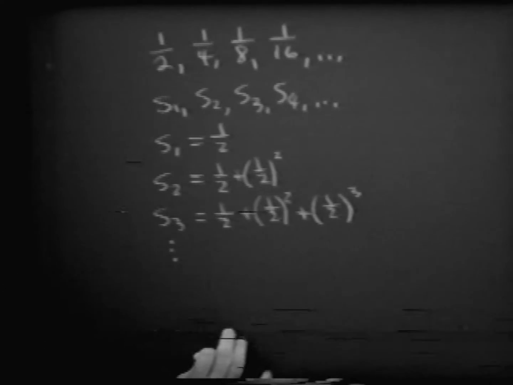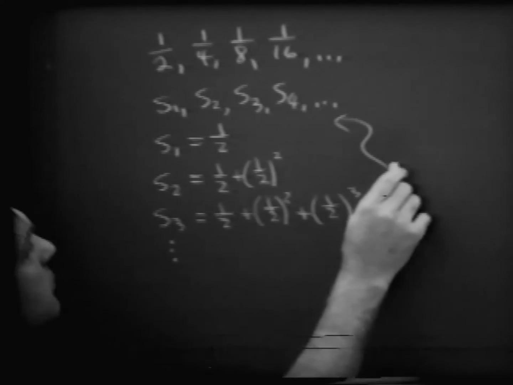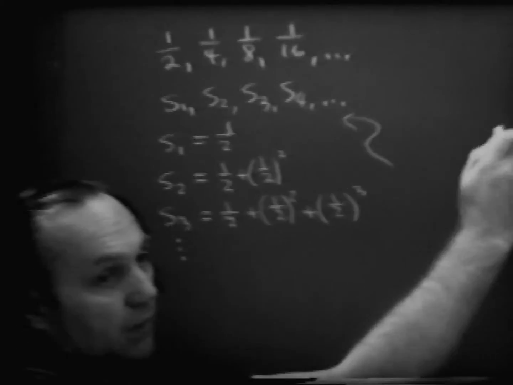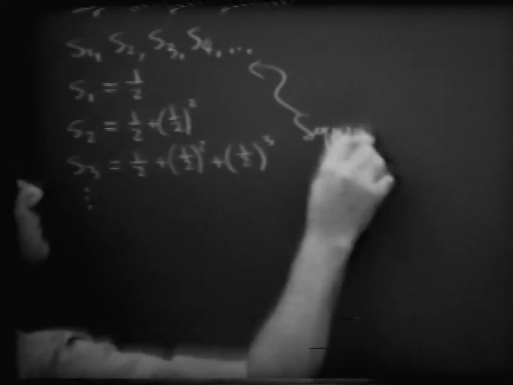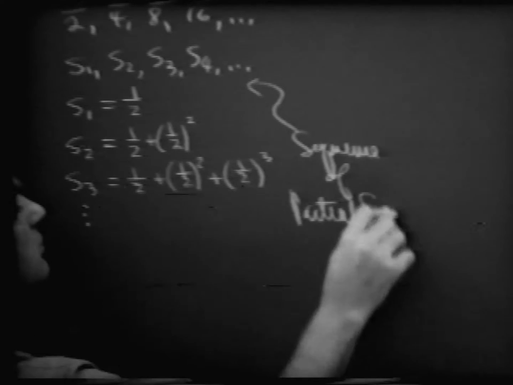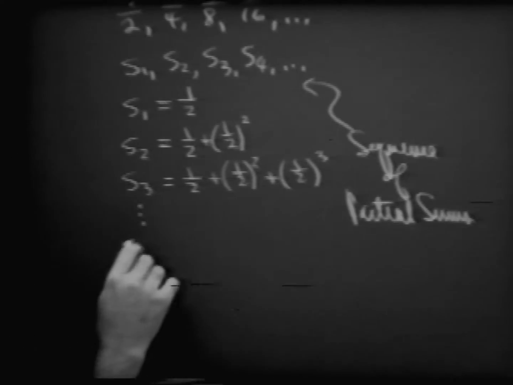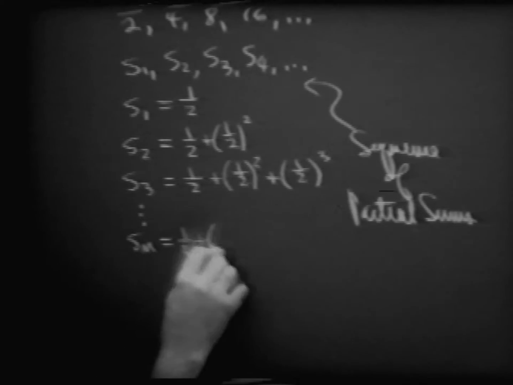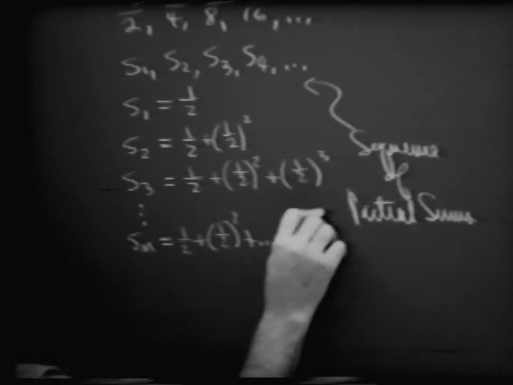Now, this sequence we give a special name to: we think of it as a sequence of partial sums. We're never going all the way out to the last one because there is no last one. So let's call this a sequence of partial sums of an infinite sequence. Let's write that term S sub n, which is going to be 1/2 plus 1/2 squared, and so on, plus 1/2 to the nth power.